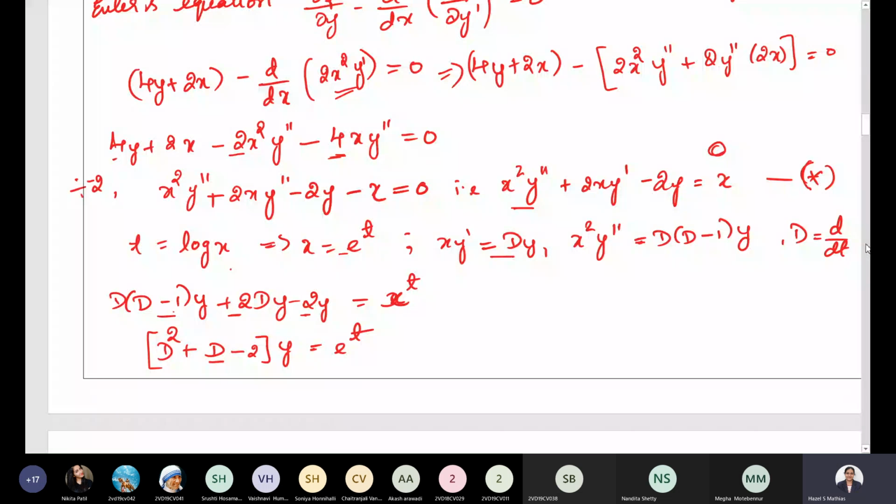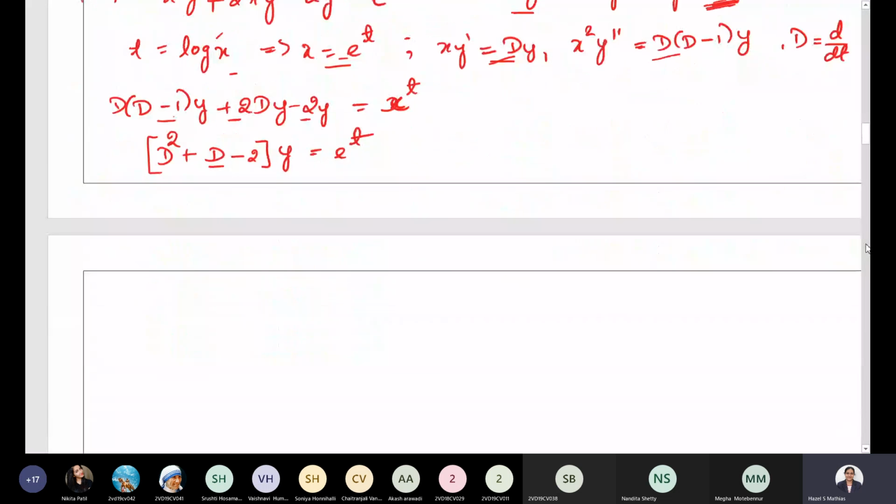When we have the polynomial term inside, we go through that as discussed in the second semester. At that time we make the substitution t equal to log x, so x will be e power t. x y dash can be taken as D into y, x square y double dash is taken as D into D minus 1 into y. Then I make the substitution over here, we get our equation which we need to simplify.